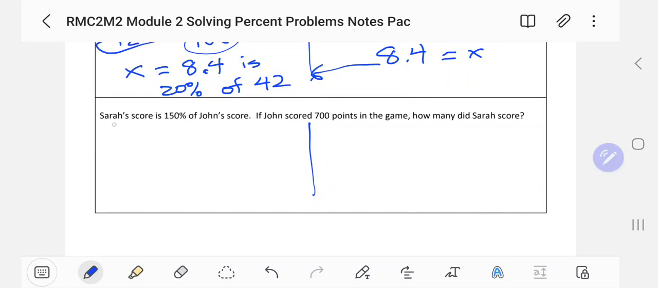Okay. Sarah's score is 150% of John's score. Now, did you even know that you could have a percent more than 100? How do you have more than a whole? Like, 100 is the whole. 150% is what? More than the whole? How can it be called a whole if you can have more than it, right?